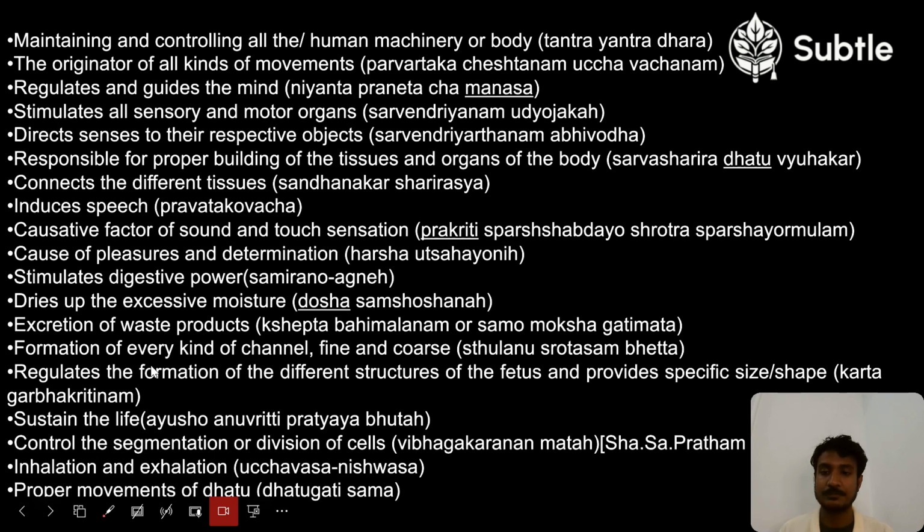And then what? It controls the segmentation or division of cells. It is from Sharangara Samhita. Vibhaga Karanaha Mata, Vibhaga or the differentiation. See how beautifully Sharangara has told. It is a Vibhaga or Vibhajana of anything in the body. Okay. Uchvasa and Nishvasa. The breath is controlled by Vata, of course. And proper movements of Dhatu, as it has been told earlier already. So many functions have been told. It is not possible to tell every function. There are innumerable functions, but these are the major functions, right?